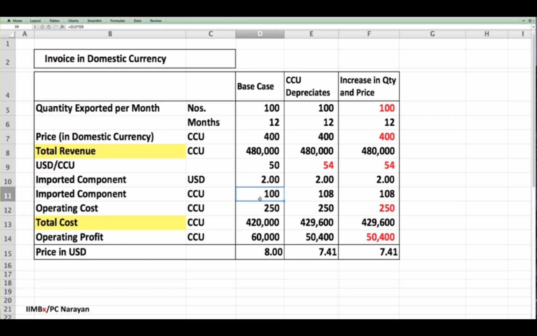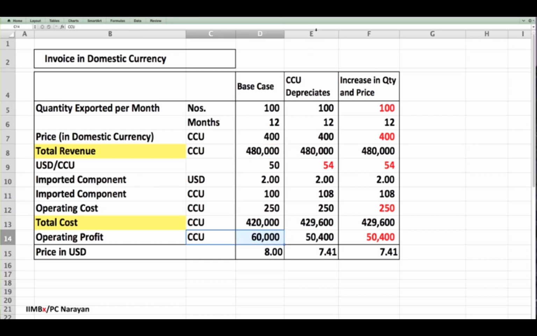In addition to this 100, there is an operating cost for the producer in Utopia of 250, so his total manufacturing cost is 100 plus 250, which is 350, and so his total cost of manufacturing is 100 into 12 into 350, which gives him a figure of 420,000 CCU per annum. His operating profit is 60,000 currency units, arrived at as 480,000 minus 420,000, which would give him an operating profit of 60,000 currency units.